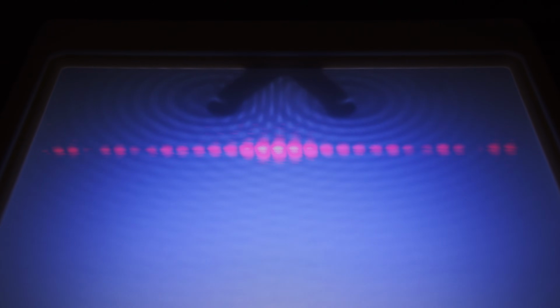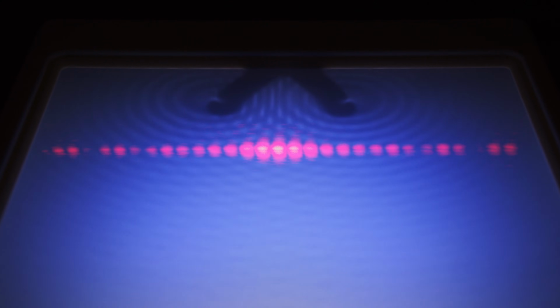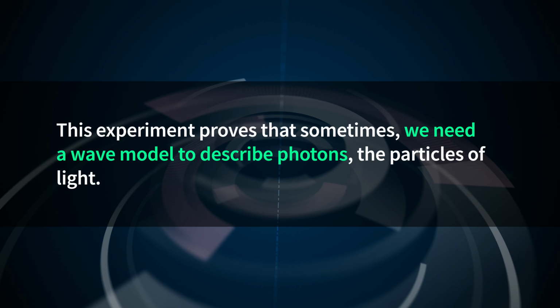So here, we're seeing both diffraction and interference of visible light. What we saw with the two groups of water waves is really the same type of pattern as what we're seeing now with light and two slits. So this experiment proves that sometimes we need a wave model to describe photons, particles of light.